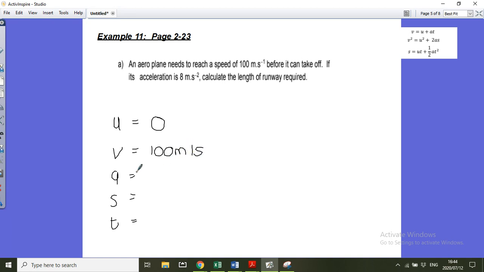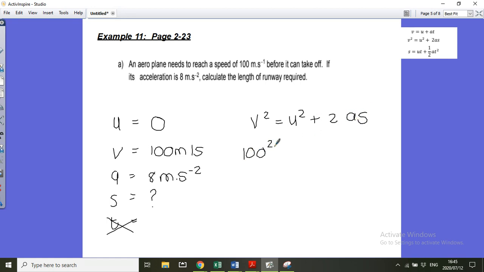Now, the acceleration is in the same direction as the velocity, so they're going to have the same sign. So we don't have to worry about pluses and minuses. 8 meters per second squared. You could put a plus in front of both of them. It really doesn't matter. The runway is what we want. Now here, T, not needed. So let's see which equation. So we're going to use that middle one. V squared equals U squared plus 2AS. And now it's plug and play.